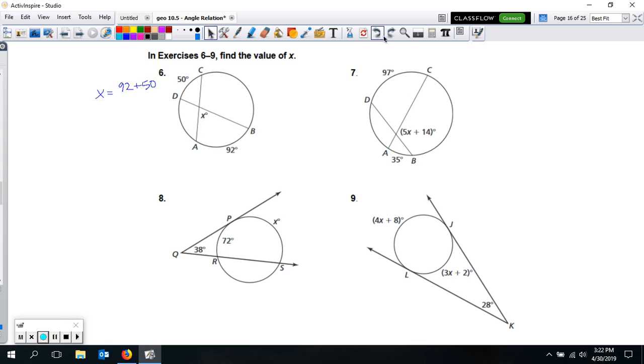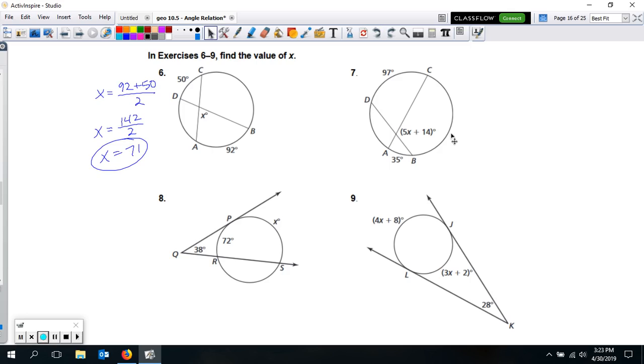It's the same thing as multiplying by a half is also dividing by 2. I usually just like to say divided by 2. So now 92 plus 50, that's going to give me 142, and 142 divided by 2 is going to give me 71. So that's our value of x on that one, just 71.